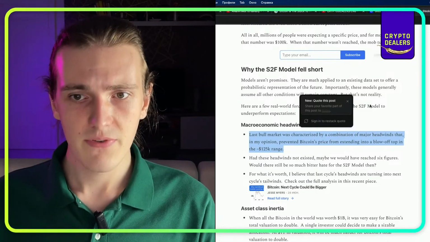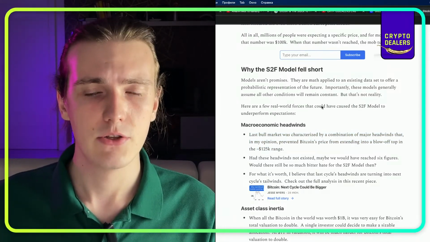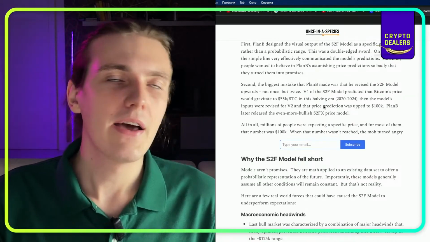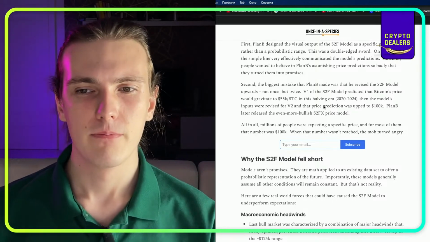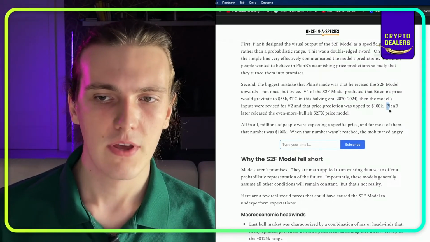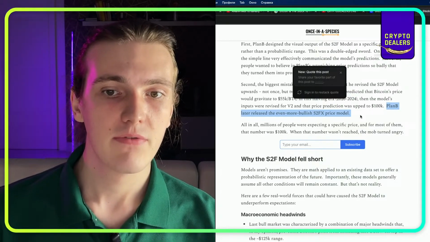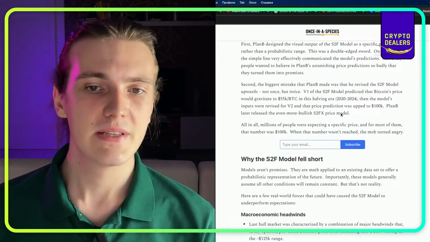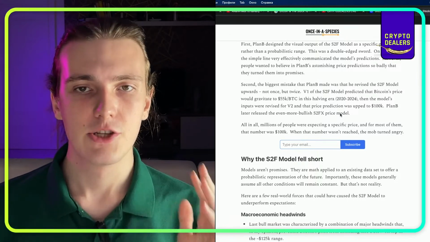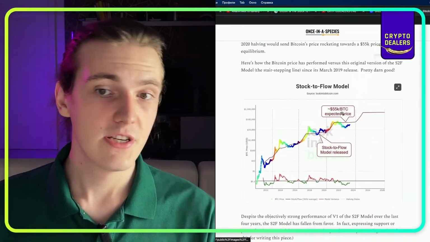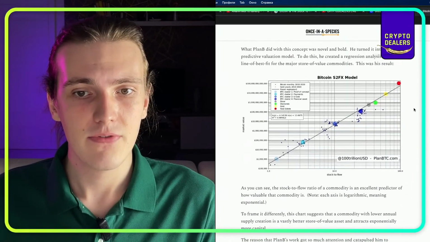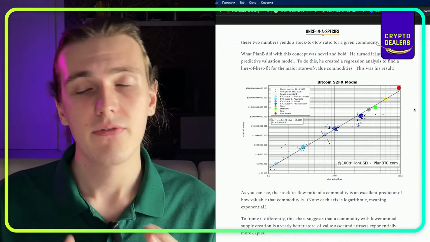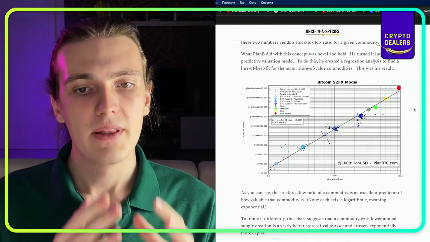So the fact that Plan B decided to shift the numbers, I don't think that it's a wrong thing. But the fact that he also released an even more bullish S2FX price model, that's already off a little bit. But still, as we said in the beginning, as the charts show, and as Jesse says himself, it's directionally correct. There are different factors that shift this, but it's directionally correct.